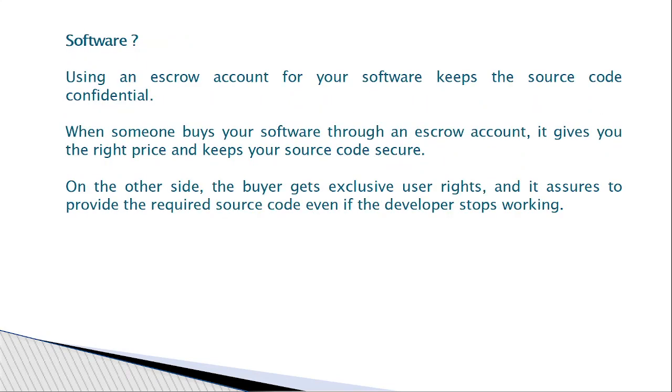Same with software. In software, using an escrow account, your software keeps the source code confidential. So you have an application or a program, and you are selling it to an organization. When somebody buys your software through an escrow account, it gives you the right price and keeps your source code secured. So what happens now? You have to keep the source code secure if you have given it to some other person, or otherwise buyers get the exclusive rights and issues that provide the required source code, even if the developer stops working. So in any dispute, this amount can be given to the particular party.